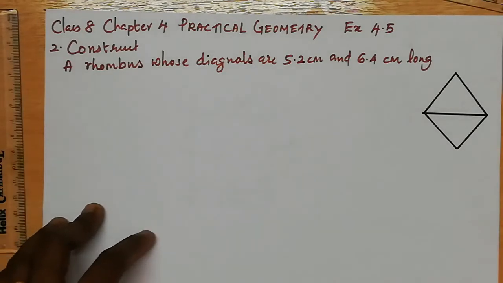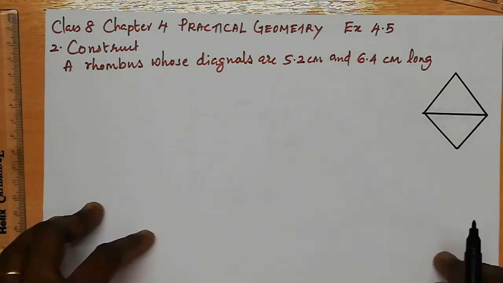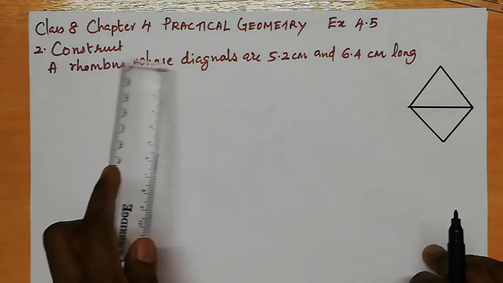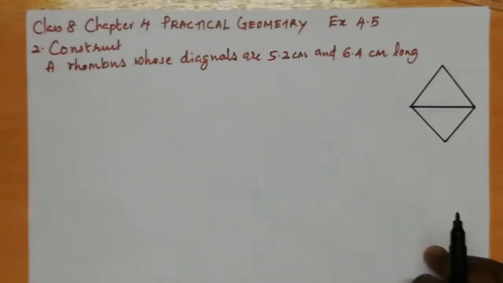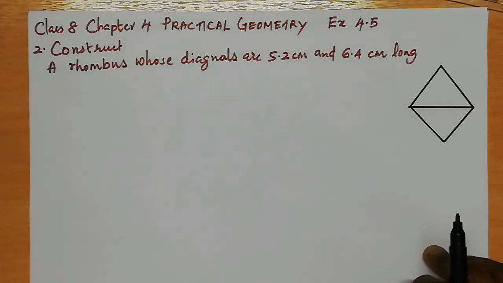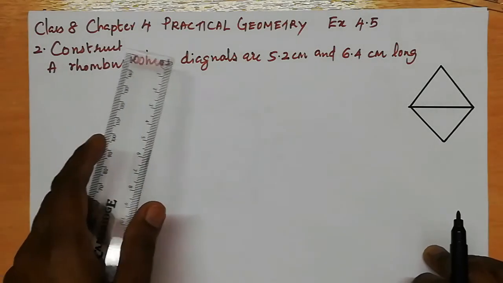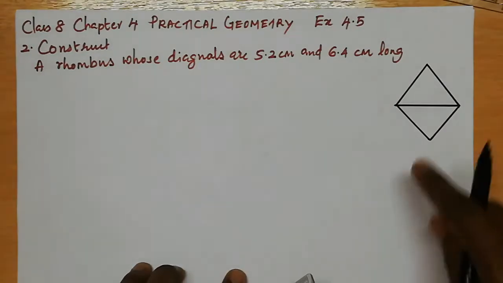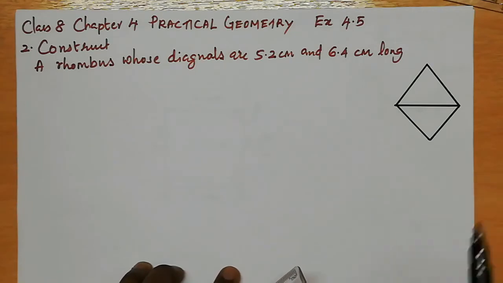Construct a rhombus whose diagonals are 5.2 centimeter and 6.4 centimeter long. Now I already drew a rough figure. Okay, now what are they telling? A rhombus, rhombus means what? Same like a square. All sides are equal only. Look at here. How many diagonals did I draw here? I drew only one diagonal.